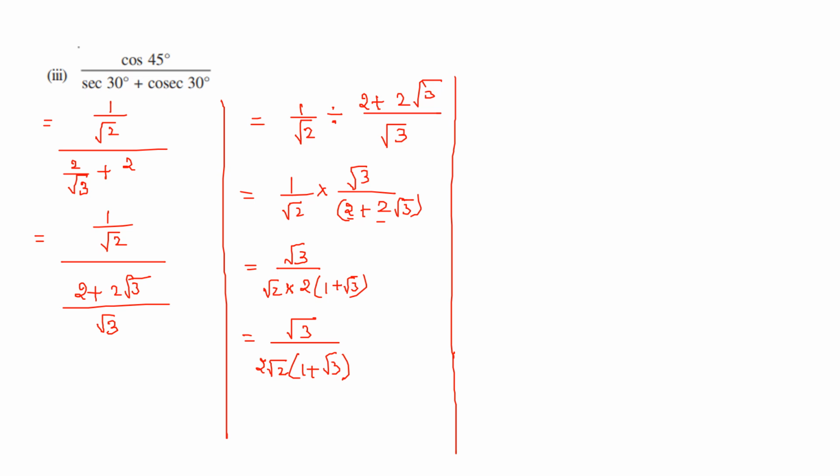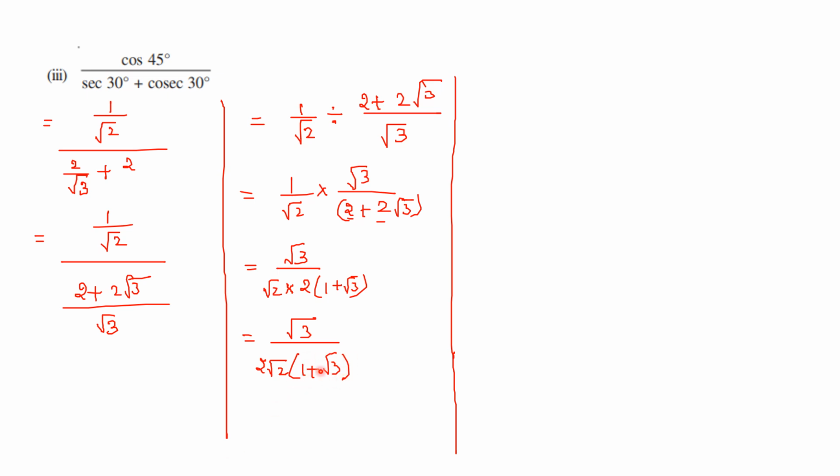So it means you have to multiply numerator denominator by its rationalizing factor. And what is the rationalizing factor of root 2 times 1 plus root 3? See, rationalizing factor of root 2 is root 2 only. Okay, root 2, if you multiply by root 2, you will get 2, which is a rational number. Rationalizing factor of 1 plus root 3 is 1 minus root 3, isn't it?